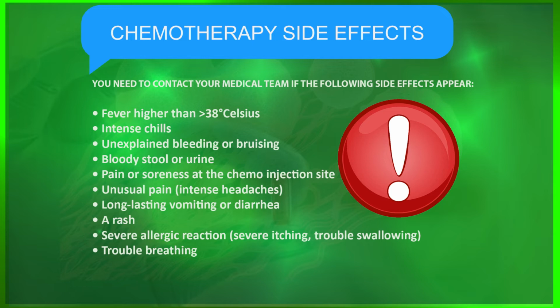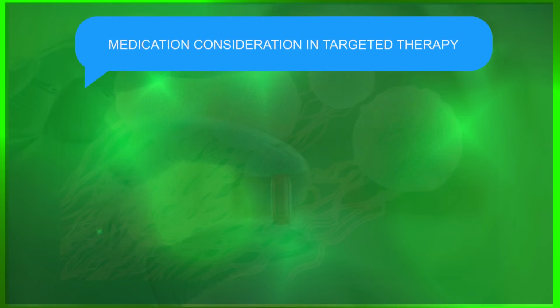Fever higher than 38 degrees Celsius. Intense chills. Unexplained bleeding or bruising. Bloody stool or urine. Pain or soreness at the chemo injection site. Unusual pain, intense headaches. Long-lasting vomiting or diarrhea. A rash. Severe allergic reaction, severe itching, trouble swallowing. Trouble breathing.